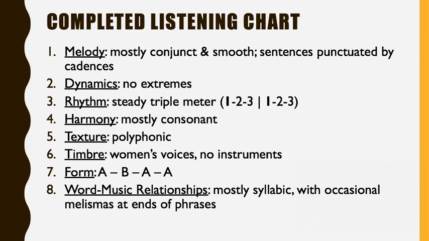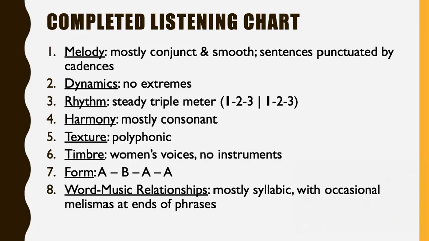Okay, so to summarize everything we've talked about, I've laid out a completed listening chart here for us. To describe the melody, and again, you would probably want to listen to this on your own and study this listening chart, but it's mostly smooth, conjunct, nothing too jumpy or leapy, and that makes it easy to sing and it makes it sound smooth and beautiful. And we also hear sentences punctuated by cadences. In terms of dynamics or volume, I don't think there's really anything too extreme. It's pretty normal, medium singing voice. There's the natural rise and fall with cadences, but other than that, it's pretty consistent.